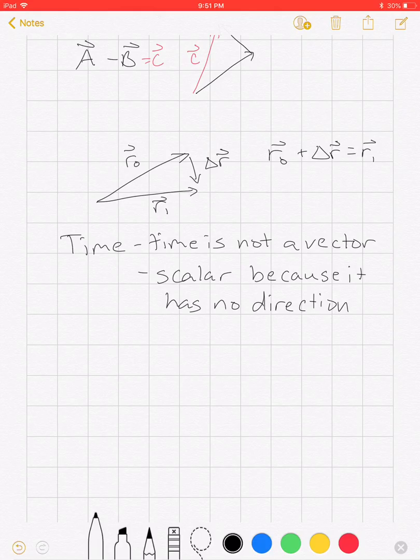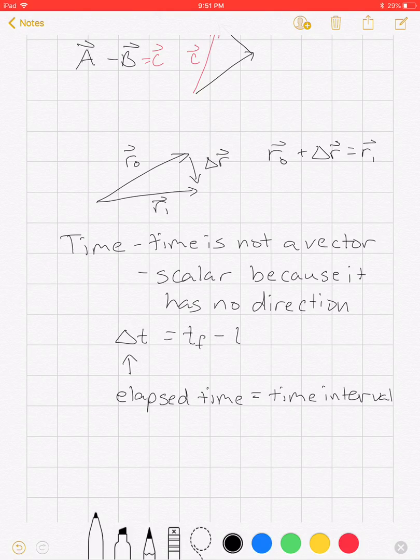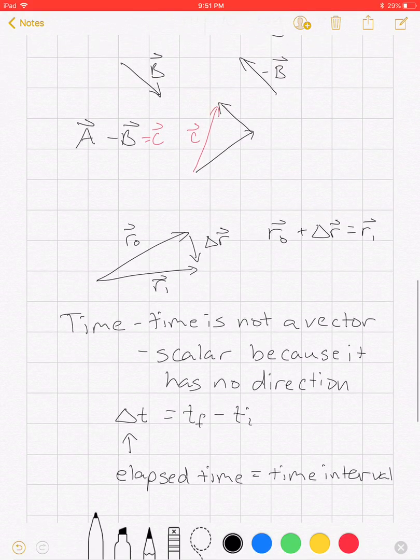But we want to keep in mind that when we're working with time, a lot of times we're going to be dealing with a time interval. So this is going to be our elapsed time, or our time interval. And the fact that there's a delta in front of it should tell us that we want to take a final time minus an initial time. Okay? And the reason this is important is because we've been talking about changing position with time, and we're talking about time intervals.